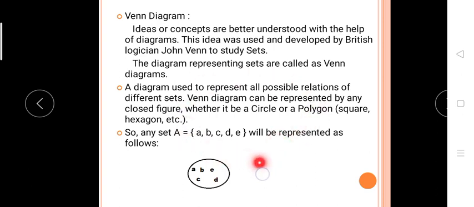Now, how to represent it? See with the help of one example. Here I am taking one example: set A is equal to {A, B, C, D, E}. These A, B, C, D, E are the 5 members of set A, and it is represented in an oval. See, a simple oval is there with A, B, C, D, E written in it. The elements have to be written in the oval shape, and this is the Venn diagram representation of set A.